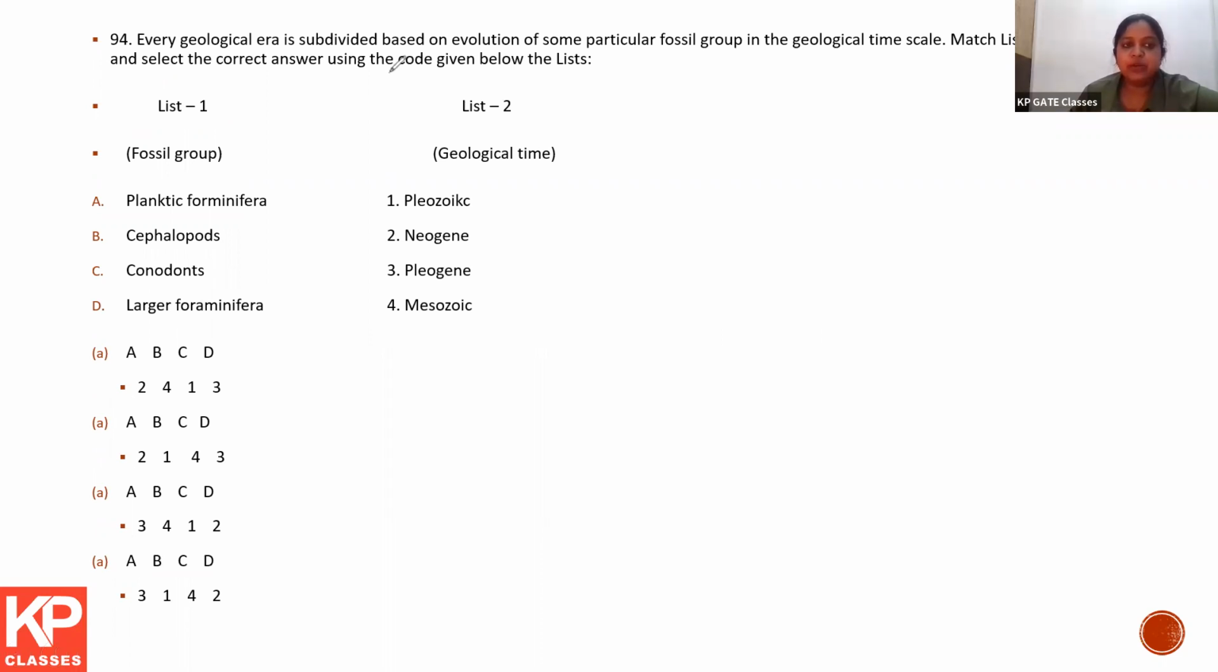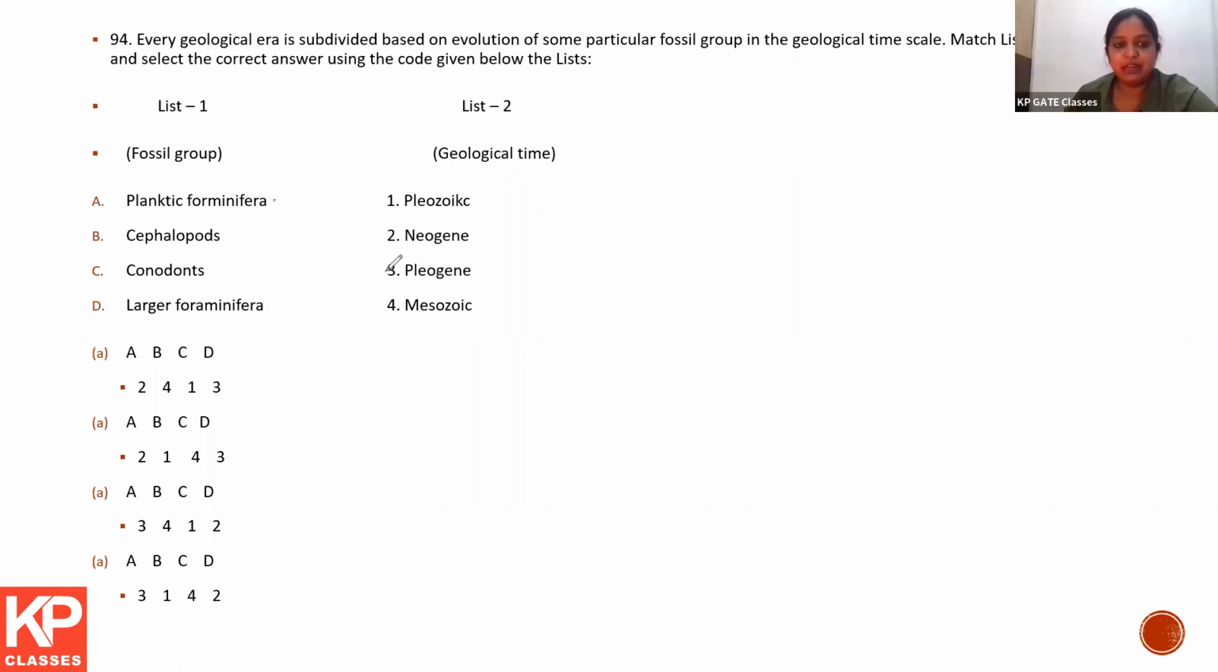Next one, every geological era is subdivided based on evolution of some particular fossil group in the geological timescale. Match list 1 with list 2. Select the correct answer using the code given below. List 1 is about the fossil group. List 2 is the geological time. So as I said, we should memorize the geological time for paleontology.